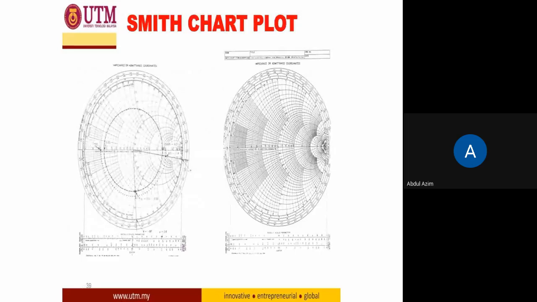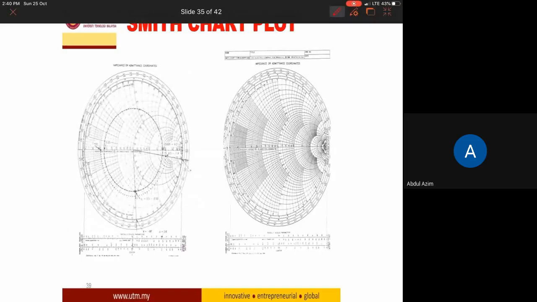So we want to bring the matching into the center of the Smith chart. If it's not matched, let's say it is here, we want to bring it near to what we call the unit circle. So this is the basic concept. Then from the unit circle, we want to bring it to the center. Just a revision here.